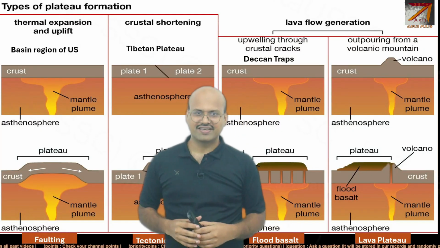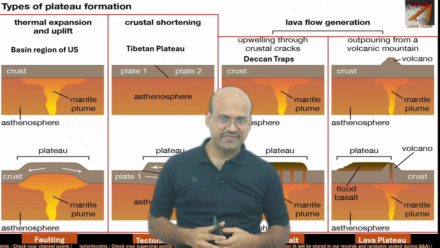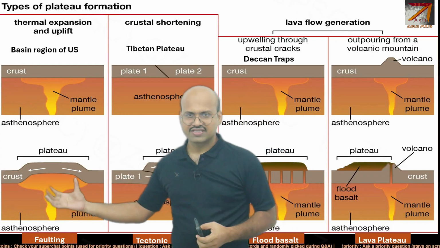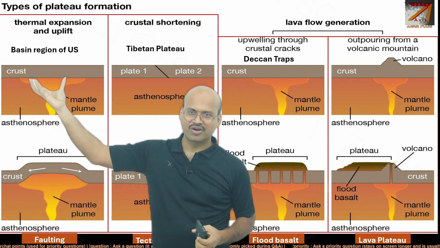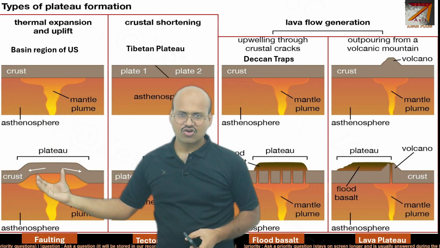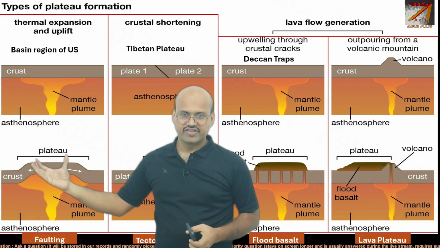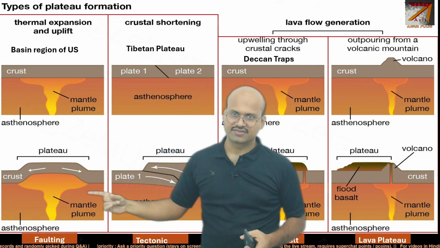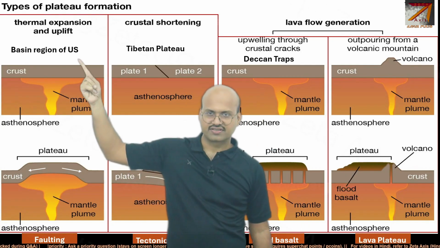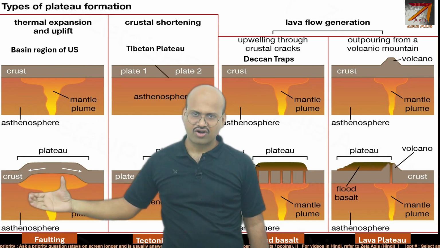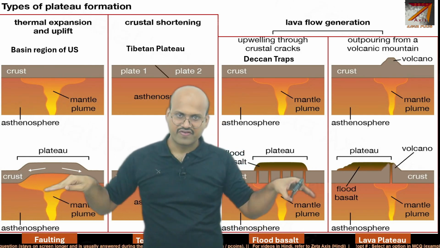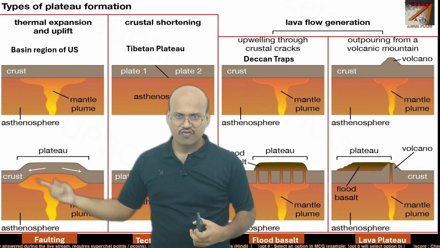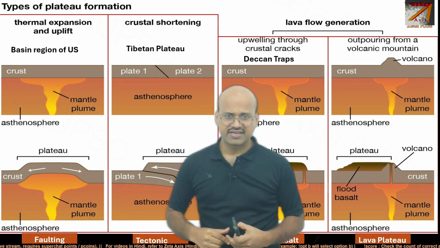Now here we can see a summary of the process of formation of different types of plateaus. So here we can see faulting. Here there is this magma plume which is coming from the deeper part of the mantle, and it will cause bending of the plate of the earth's crust, and over time cracks can be formed on the edges. So the Basin region of the US is formed by this kind of faulting. Here you will see that the plate will move away. This is called crustal expansion, and because of this crustal expansion there will be faulting in this plate over here. Another is tectonic activity.